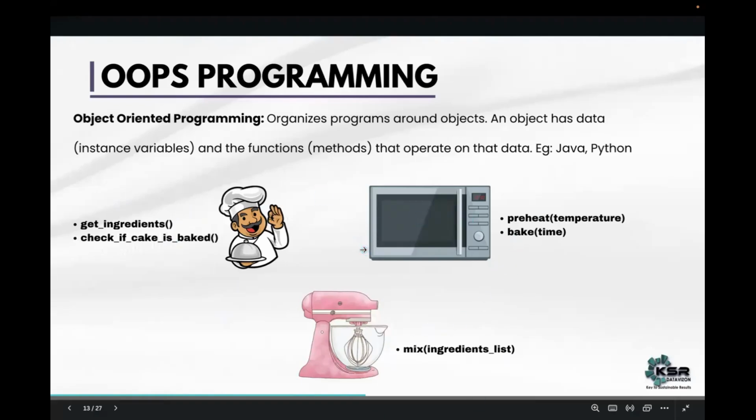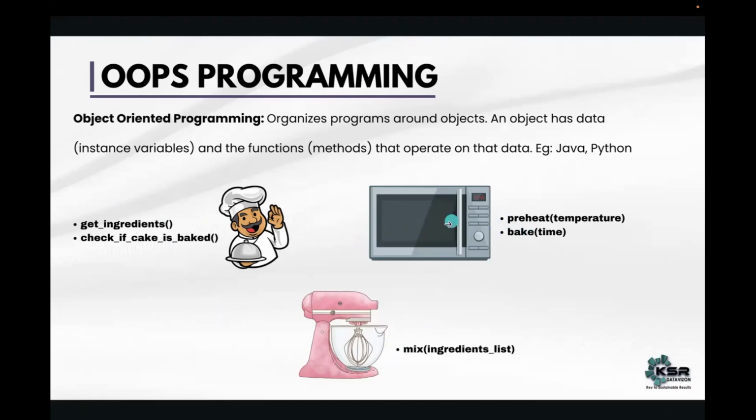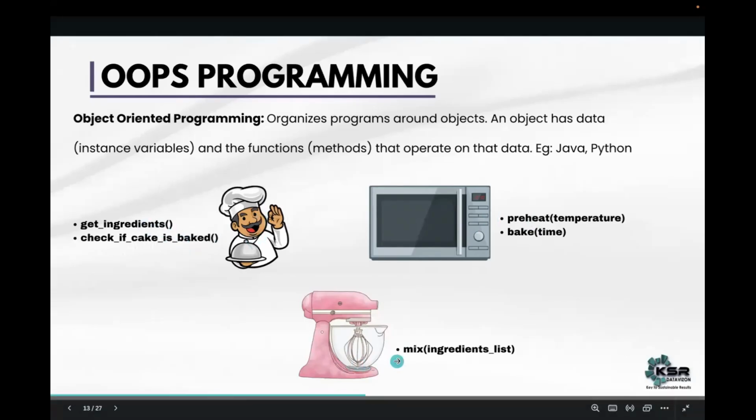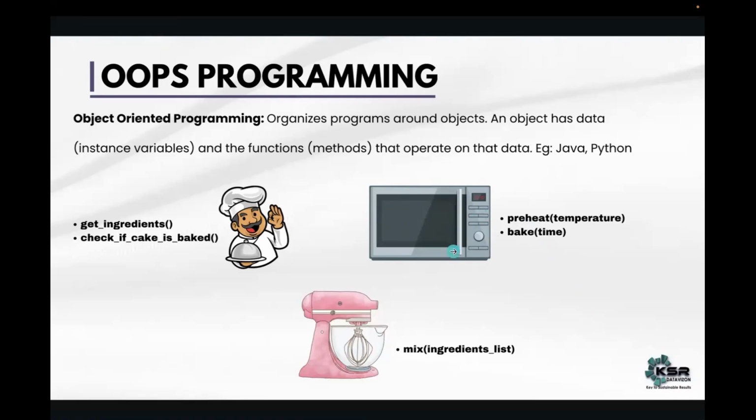Now you want to bake a cake. What you will do? You will define these objects. You will bring a microwave. You will bring a mixer. You will bring a chef. Okay, and you will ask the microwave to preheat. You will ask the chef to get ingredients. You will ask the chef to put those ingredients in the mixer. You will ask the mixer to mix, and then you will ask the chef to put the batter from the mixer into the microwave, and then you will ask the microwave to bake, and then you will ask the chef to check if it is baked or not.